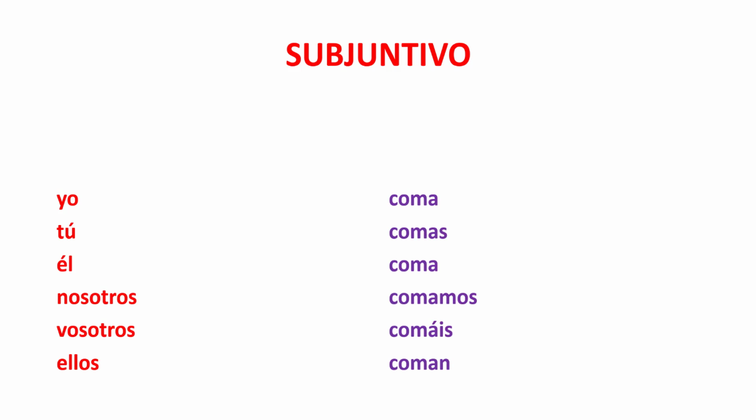Verbs that are ER are going to have AR endings. We see coma, tú comas, él coma, nosotros comamos, vosotros comáis, and ellos coman. That is comer in the subjunctive mode. Vivir would be the same. Viva, vivas, viva, vivamos, viváis, and vivan. That's vivir in the subjunctive when you have to use it.